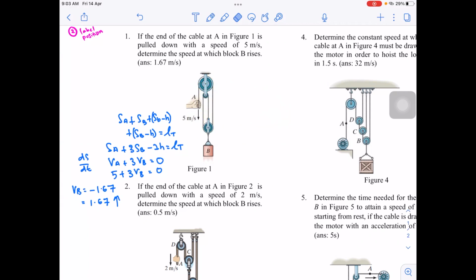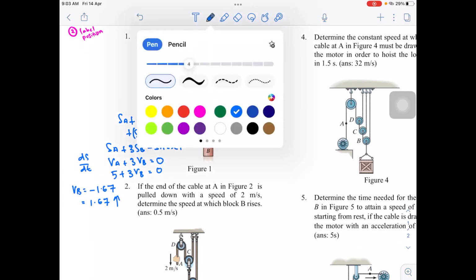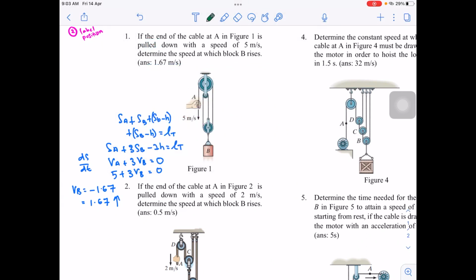Datum tu you kena turunkan sikit. Kalau nanti, so datum tu tulis kat sini. Kalau you nak abaikan. So this is datum. Right? So this is your SA. Okay. And then this is our SB.